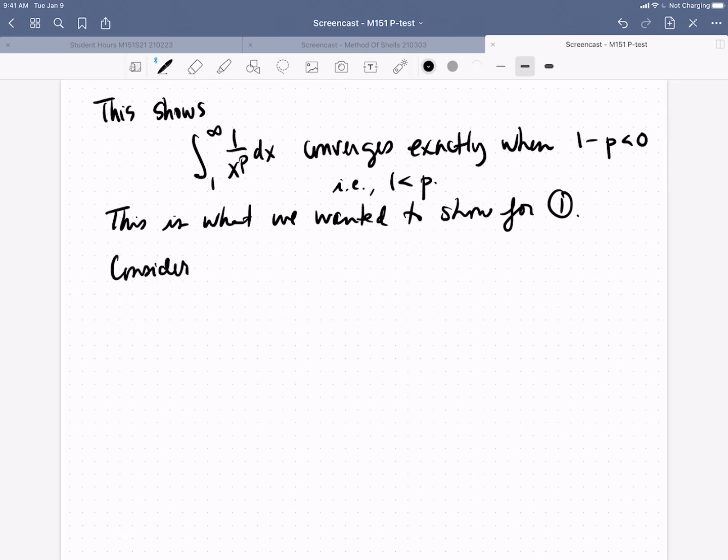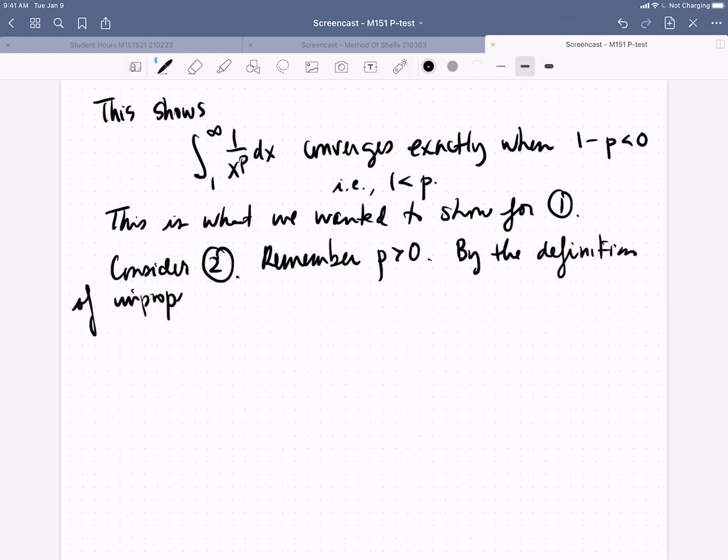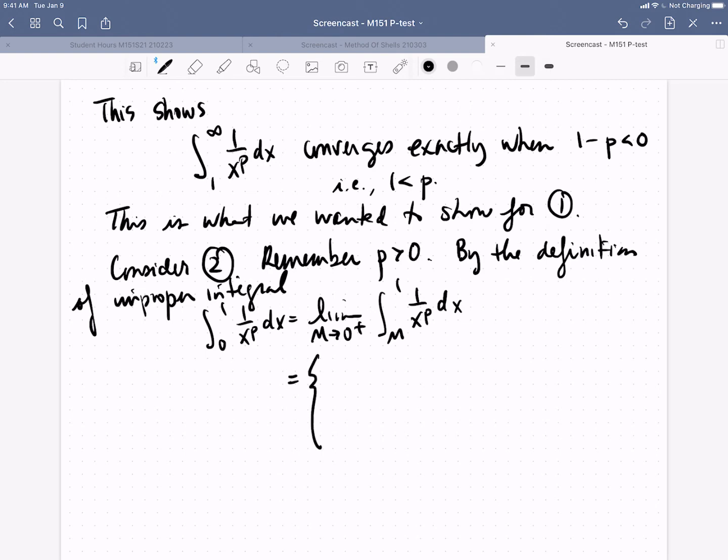Now we'll consider the second statement. Remember that for this to be an improper integral, p has to be positive. Using the definition of the improper integral, we write this, and here's where we encounter the two possible ways that this expression could anti-differentiate, depending upon whether or not p is 1.